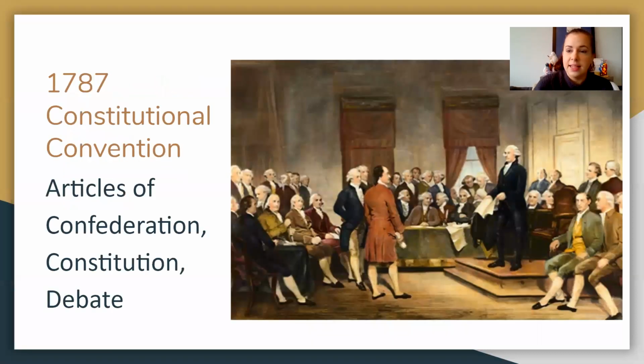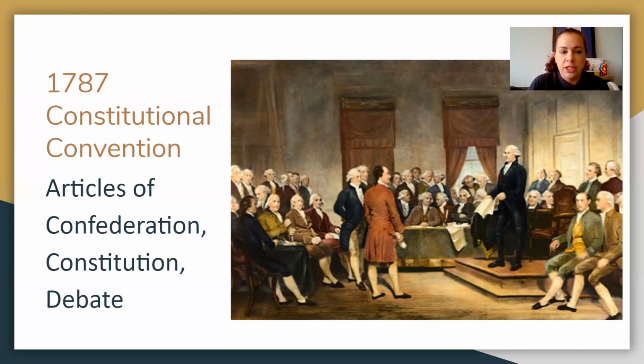Which leads us to our next date, 1787, the Constitutional Convention. The American Revolution ends in 1781, and we don't have the Constitutional Convention until 1787. So what is happening in those 6 years? The biggest and most important thing that is happening at that time period is the Articles of Confederation. The Articles of Confederation is the governing document that is the first attempt at democracy and representative government in the colonies, now the United States.